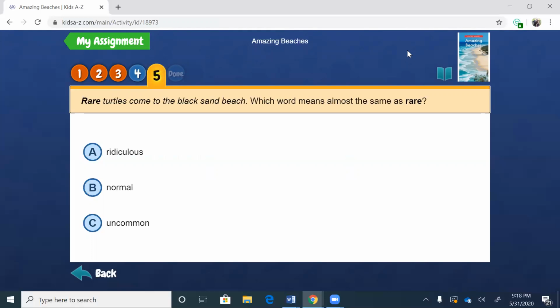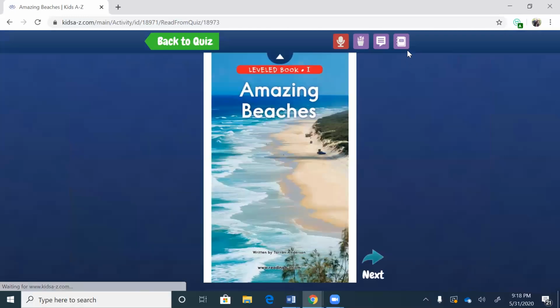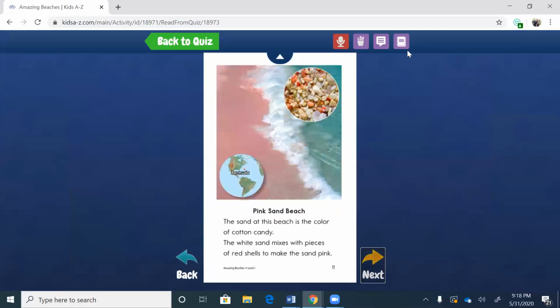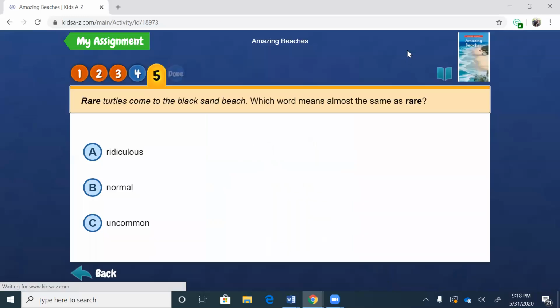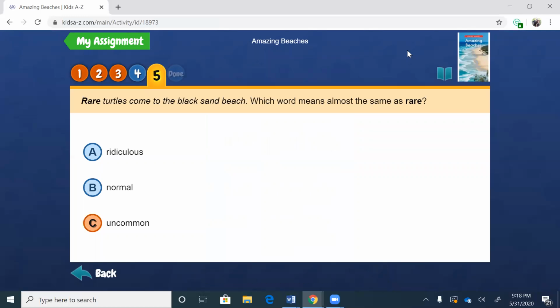Last but not least, rare turtles come to the black sand beach. Which word means the same as rare? Let's go to our glossary and check it out. We're going to look up the word rare. And here it is. Not happening very often, uncommon. Let's look. Ridiculous, nope. Normal, nope. Uncommon, bingo.